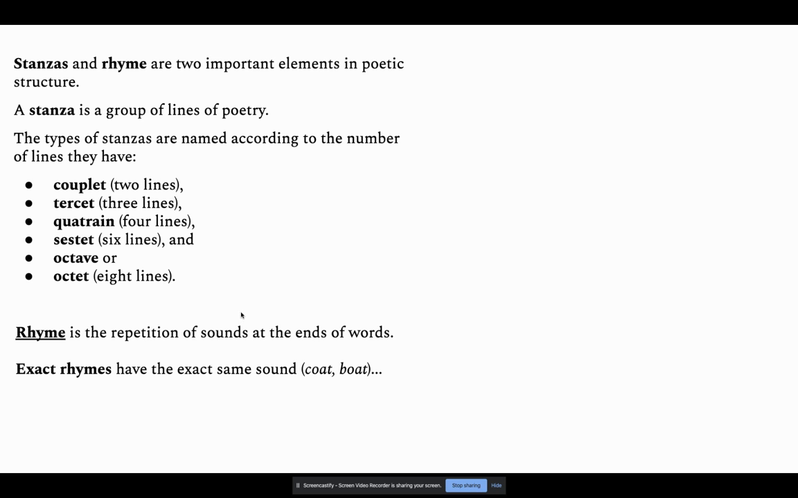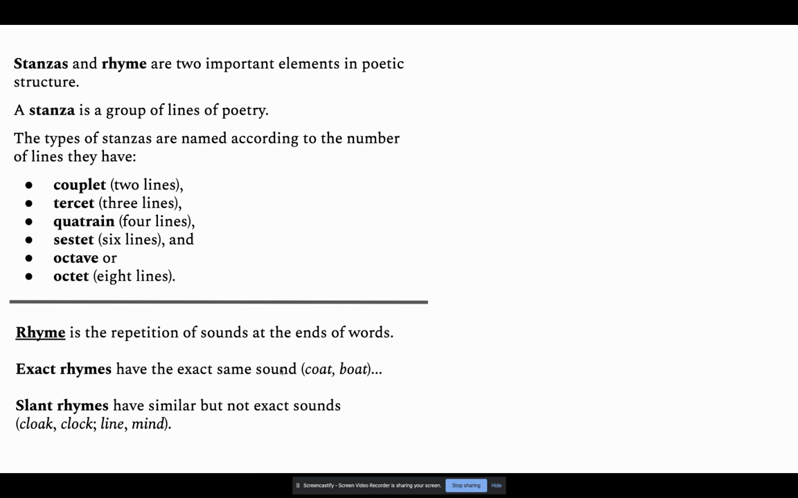We have 2 types of rhymes. There's exact rhymes, which have the exact same sound: coat and boat, hat and cat, dog and log, or whatever. Exact rhymes. And then we have a little bit different. Slant rhymes have similar sounds, but not exact sounds. And slant rhymes are going to deal more with similar consonant, hard sounds: cloak, clock.